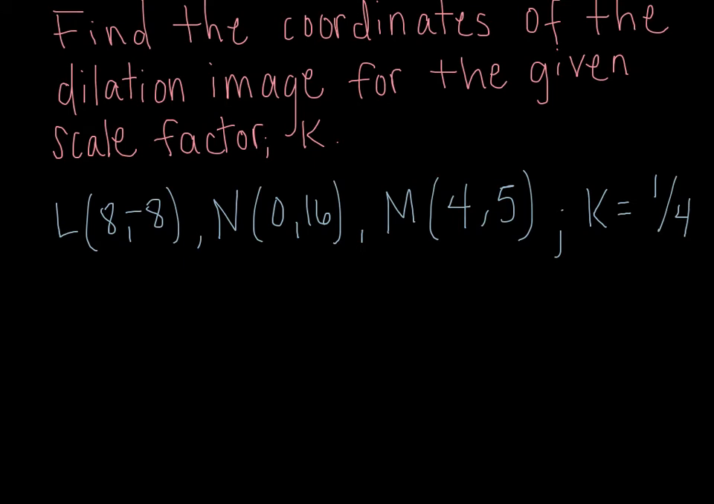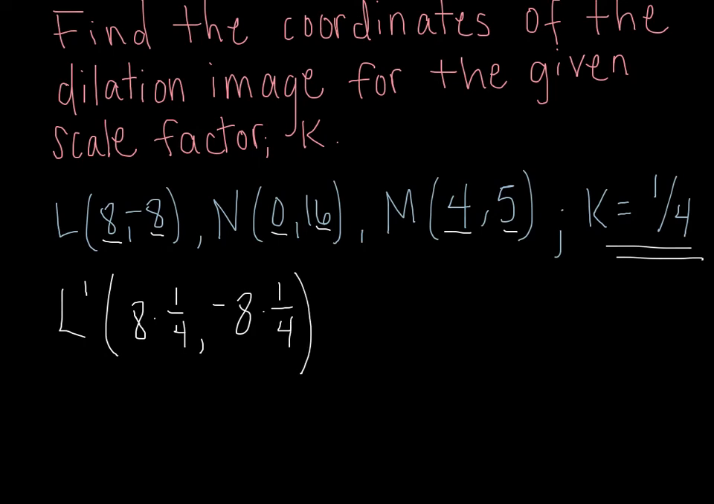In this last example, we're still going to be finding the coordinates of the dilation image for the given scale factor. This time our scale factor is 1/4. Now 1/4 represents a reduction. So when you're doing this, you have to take each individual x and y and multiply by 1/4. For the first one, we have L prime. So we have 8 times 1/4, negative 8 times 1/4. That will reduce to 2, and the next one will reduce to negative 2.